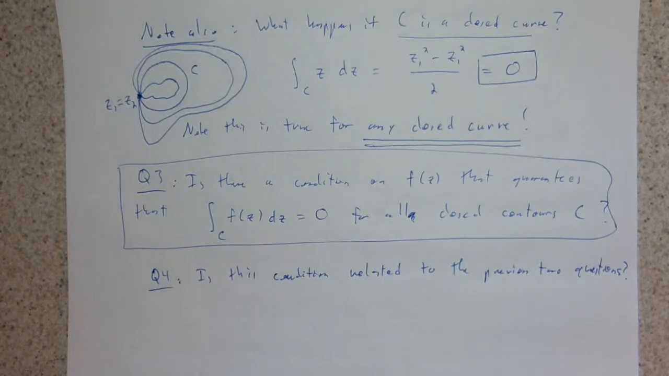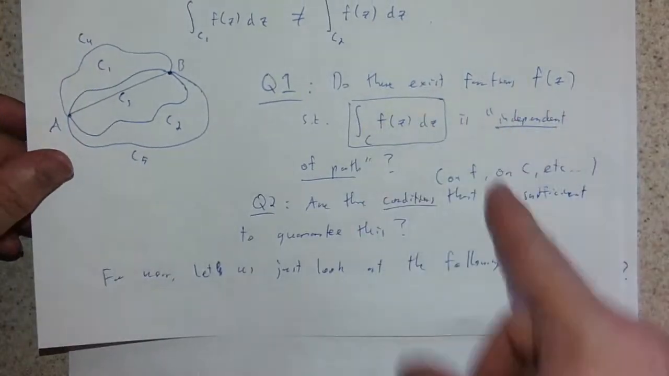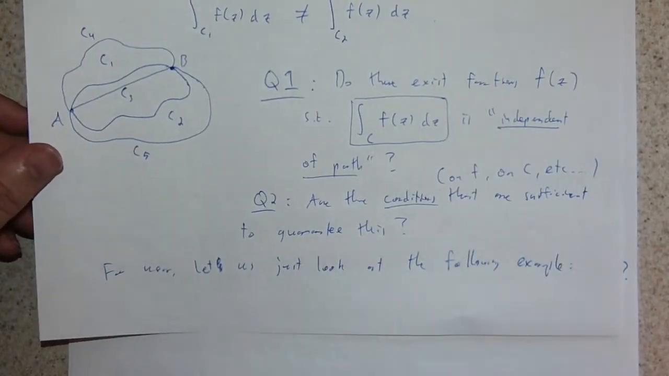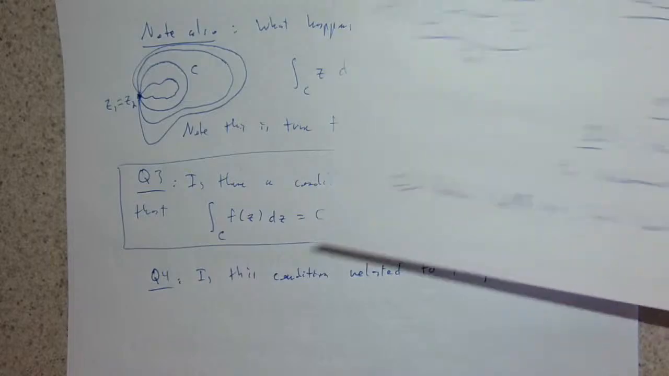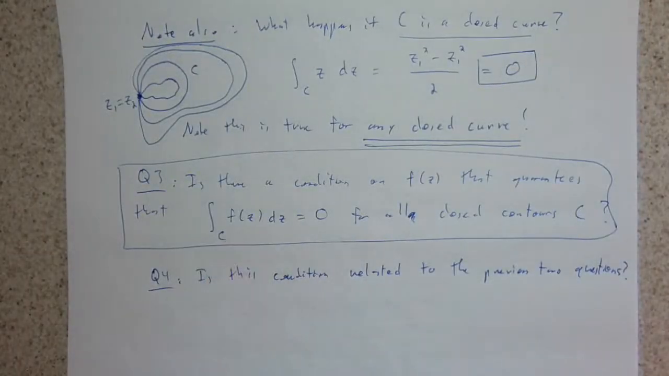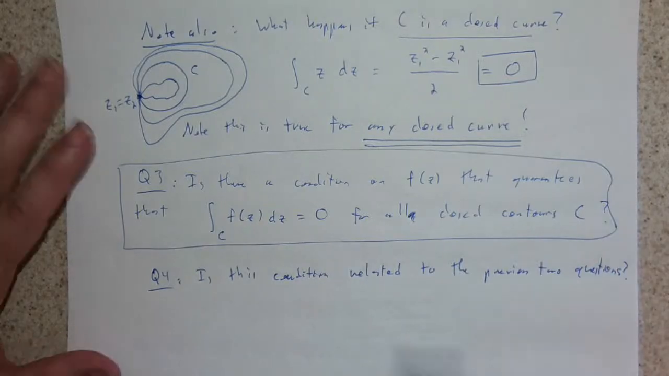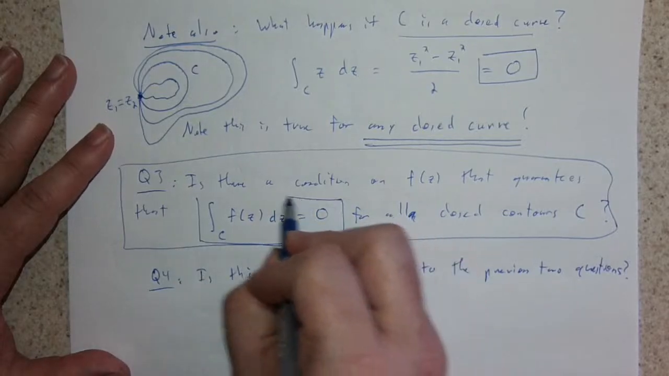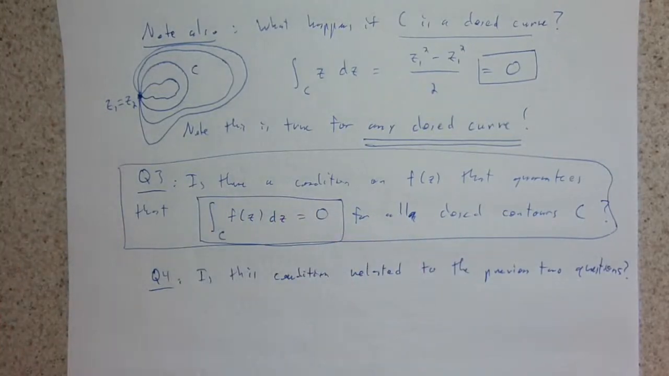Where did I put my sheet? Oh, here we go. So my first 2 questions are, do there exist functions that are independent of path? Are there conditions that are sufficient to guarantee this? Is there a relationship between being path independent here and this being true for any closed contour, that the contour integral of f along any closed contour is 0? Okay, so the question is, is this related to what we were just talking about? Quick answer is yes, these things are related.